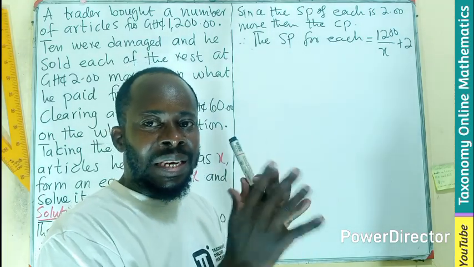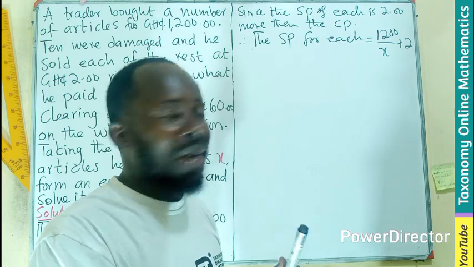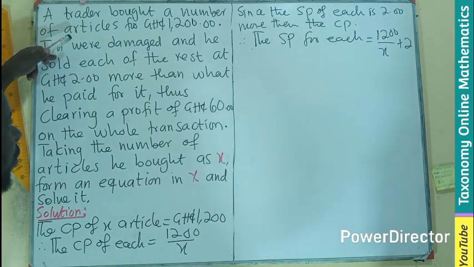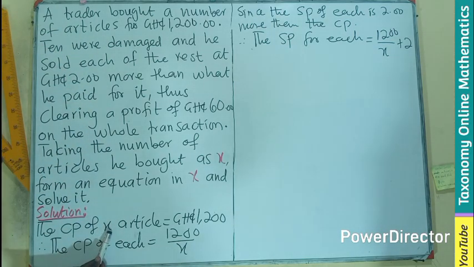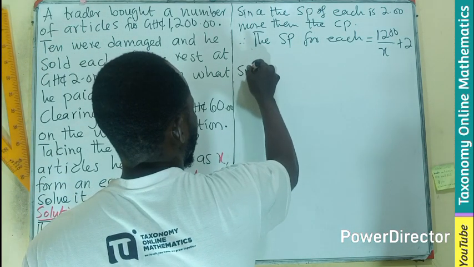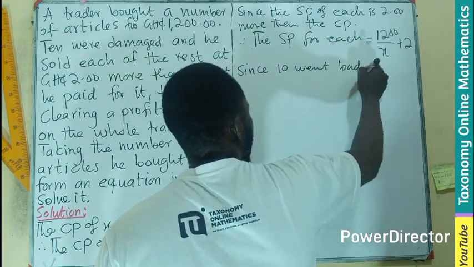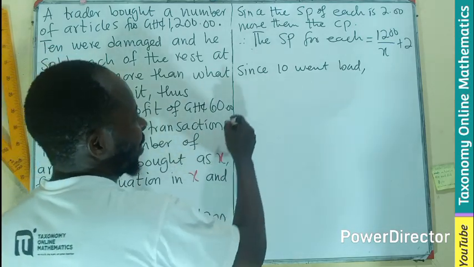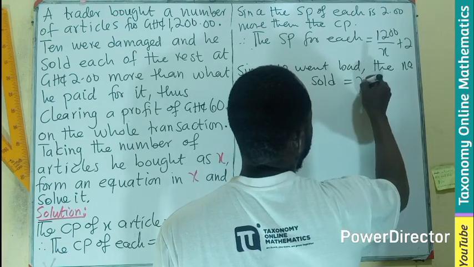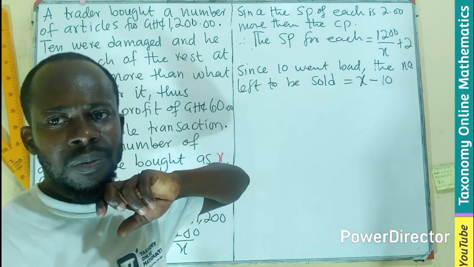Now, after writing down the selling price, 10 of them went bad or damaged. If 10 are gone, then the number we have, which is x, will reduce by 10. So since 10 went bad or damaged, the number left to be sold will be the x that was there minus the damaged ones. So this is the number left to be sold, right?